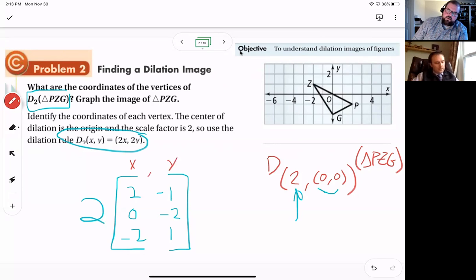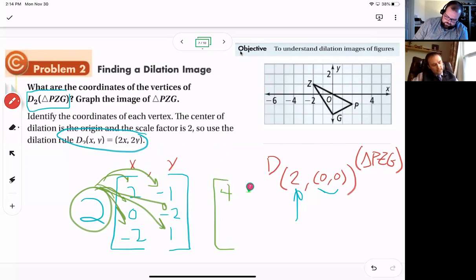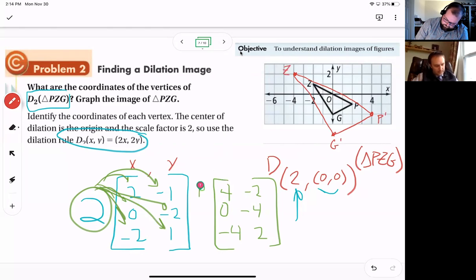Oh, so we're scaling something. Yeah. So all you do is you distribute this scalar to every single piece. So that goes to 4, -2, 0, -4, and then -4, 2. I like how it says graph that, but then you can't on the page. And so these are the points. So this is P prime, G prime, and Z prime.